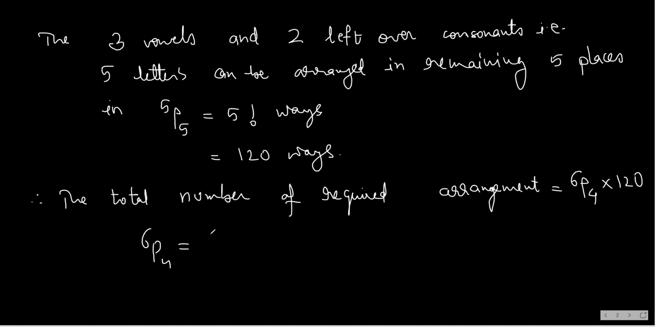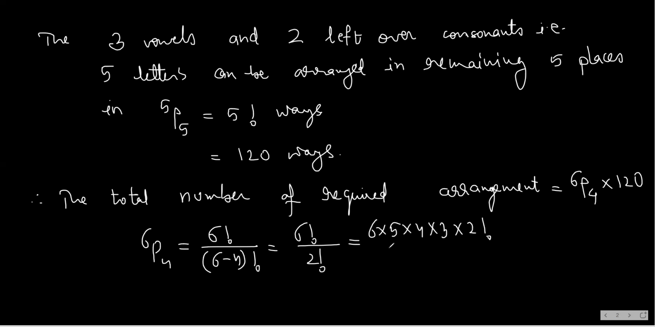6p4 is 6 factorial upon 6 minus 4 factorial, that is 6 factorial upon 2 factorial. Now, I'll write 6 factorial as 6 into 5 into 4 into 3 into 2 factorial divided by 2 factorial. This is gone. So how much is that? This is 30 into 12, 360.